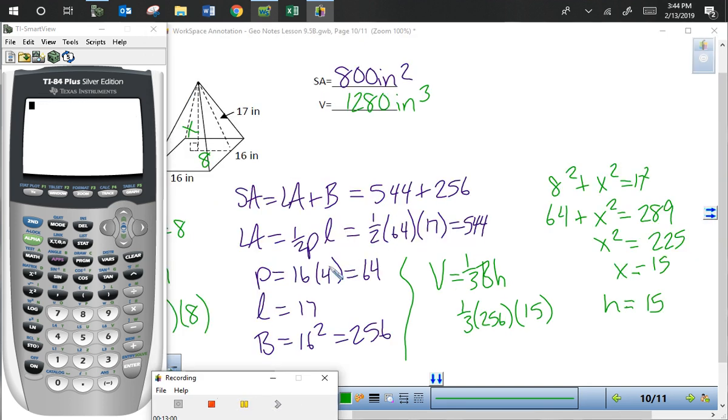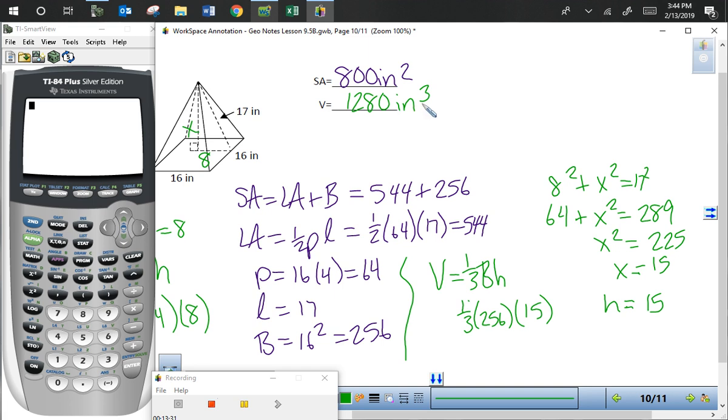Alright, so setting this up, the perimeter here, since it's a square, we can say 16 times 4, 64. Slant height was given to us as 17. The base, 16 squared, is 256. Plugging it in, the lateral area is 544. We add the 1 base, 256, to get 800 inches squared. On volume, you may have noticed that we are missing the height again. So we had to use the Pythagorean theorem to solve for the height, and then plugging in 1/3 times 256 times 15, we get 1,280 inches cubed.